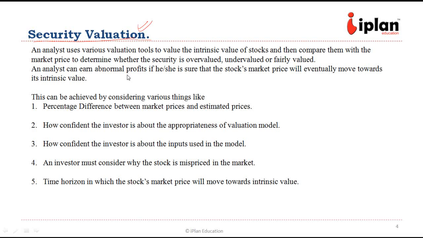Once the analyst finds a security overvalued, undervalued or fairly valued, in the first two cases abnormal profits can be made only when the analyst is sure that the stock's market price will eventually move towards its intrinsic value. There could be cases where the intrinsic value is different from the market price, but the market price is not converging to the intrinsic value. In that case, the analyst will not be able to make any profit. So these things should be considered while making such a decision.